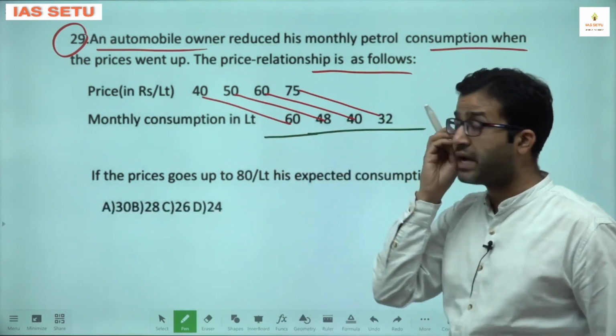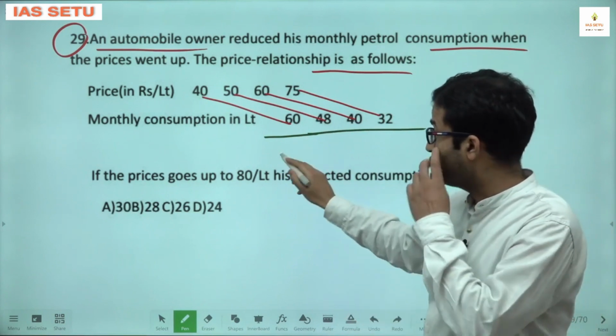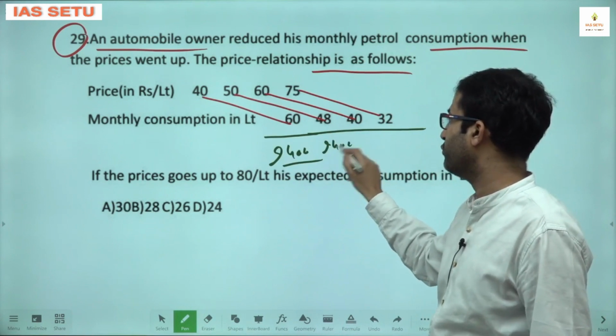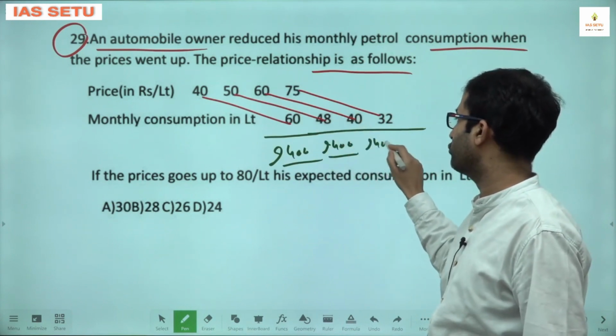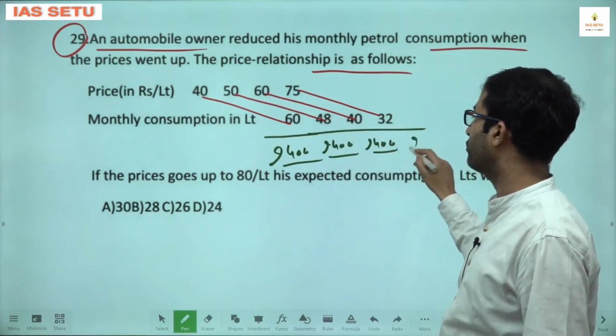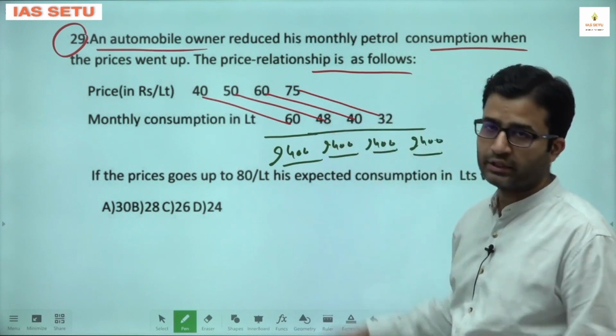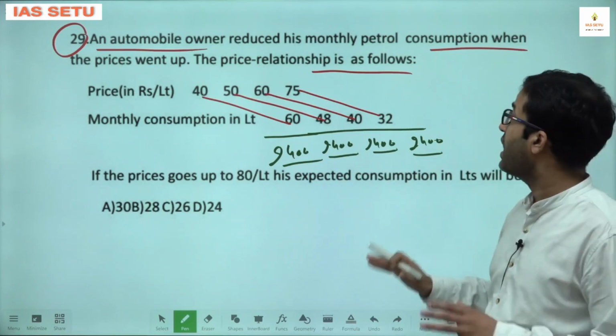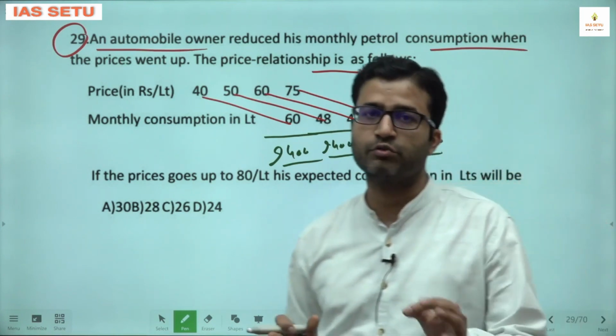40 into 60, price into consumption, tells the budget. So it is coming 2400 rupees. Even 50 into 48 also 2400. 60 into 40 also 2400. 75 into 32 also 2400. You calculate. I'm doing this calculation a bit fast. So it means this guy has fixed a monthly budget on the petrol of 2400.